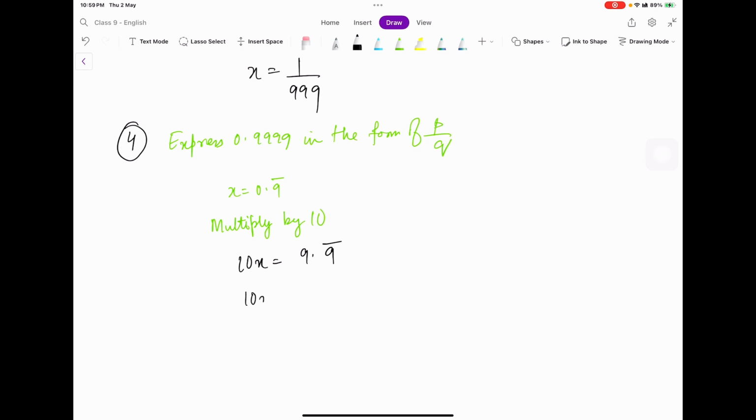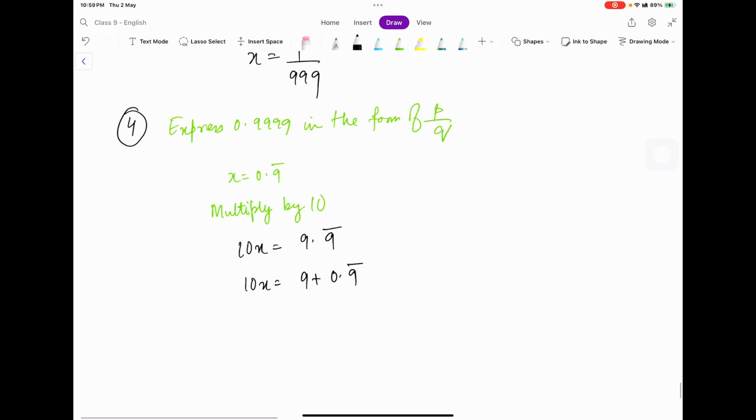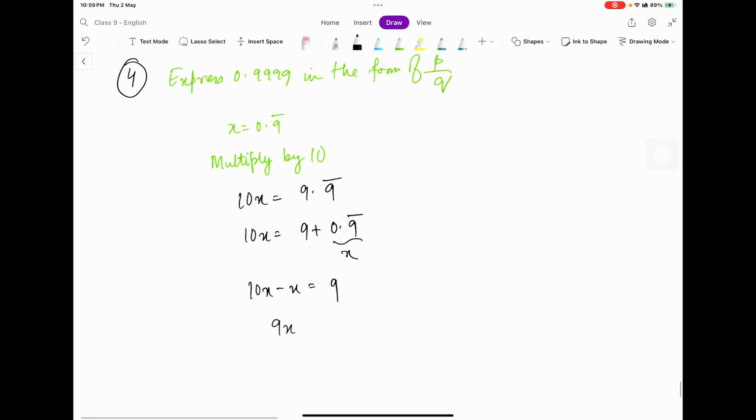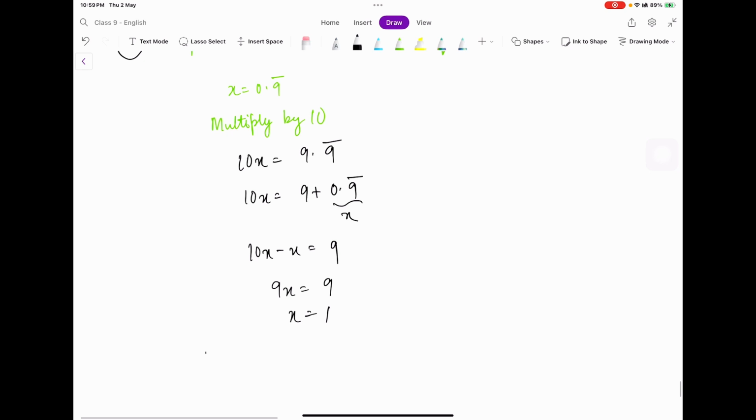Understood? So this we can write as 9 plus 0.9. This is again x, so this becomes 10x minus x equals 9. So 9x equals 9, so x equals 1. So how does 0.9999 equal 1?